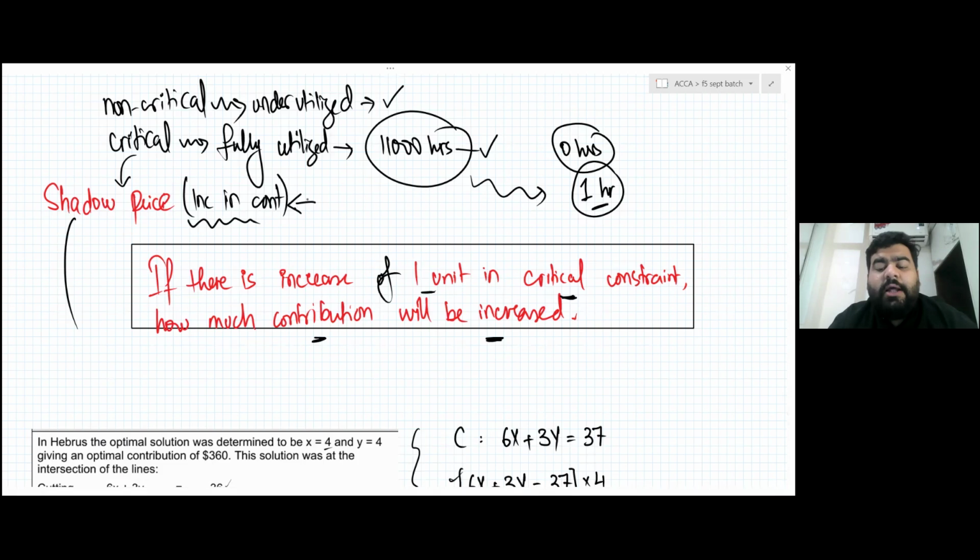If anybody asks that if we increase 1 unit of non-critical constant, what will be its shadow price, we'll say that for non-critical constant there is no shadow price, because for non-critical constant we already have resources, we are just not using them because of critical constants. But we have the slack, we have some resources that are underutilized. So in that case there will be no shadow price.